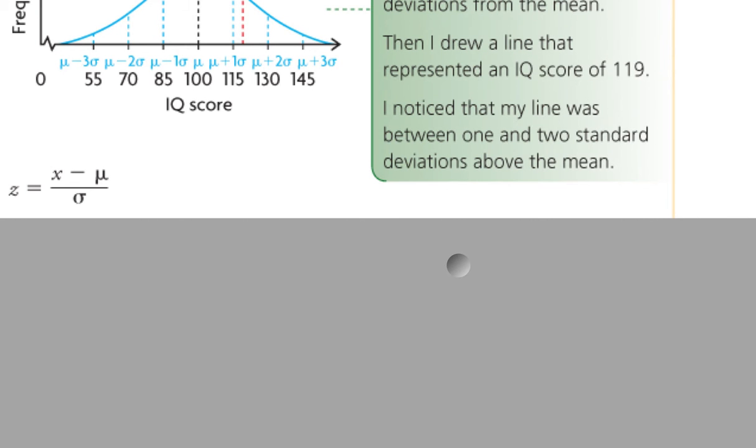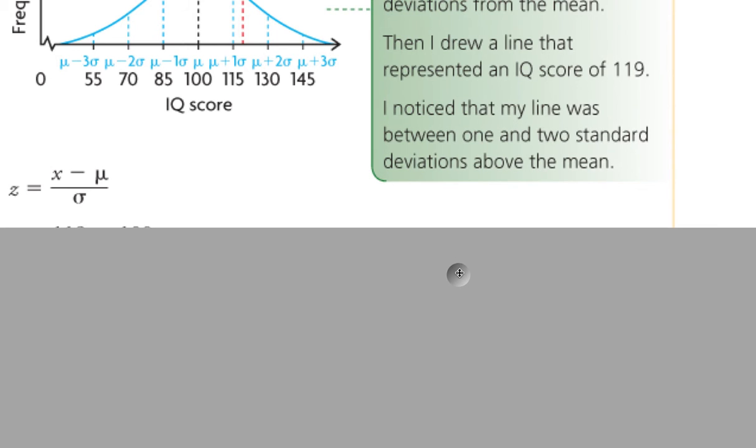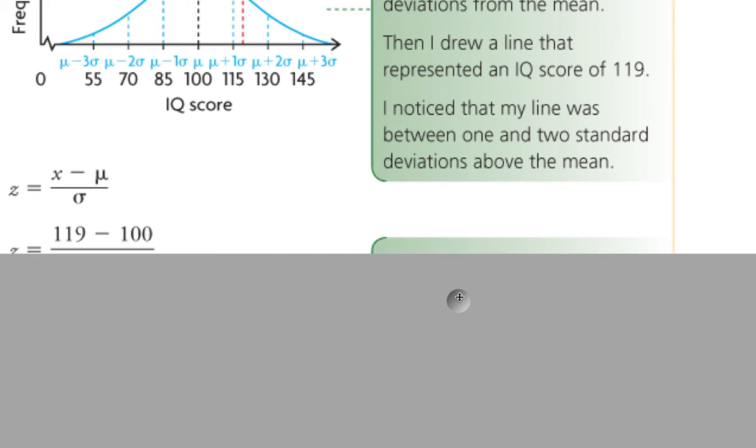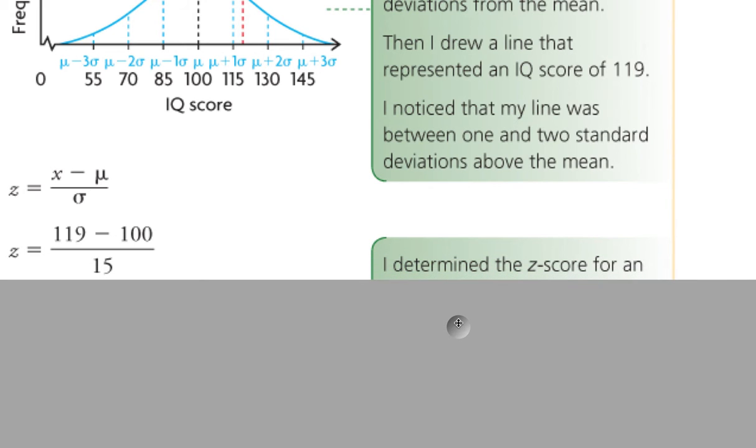To find out what the z-score is, we just use the z-score formula, which is z equals x minus the mean, divided by the standard deviation. We substitute the numbers that we know, which are 119, 100, and 15. Then we do the math. We know the answer is going to be 1 point something. It has to be between 1 and 2.